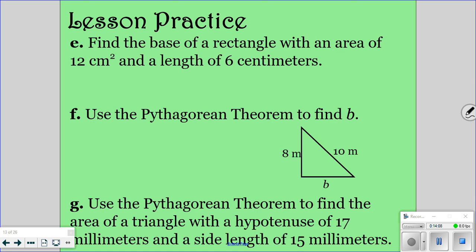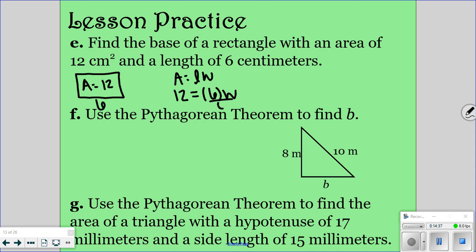Let's look at these. See if you can try them by yourself, and then I'll go over them. So we have a rectangle. The area equals 12, and one of the side lengths is 6. So the area is length times width. The area is 12, and it says the length is 6. So what would the width be? Well, 12 divided by 6 would be 2. So our width would be 2 centimeters.